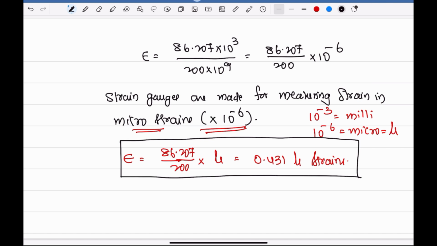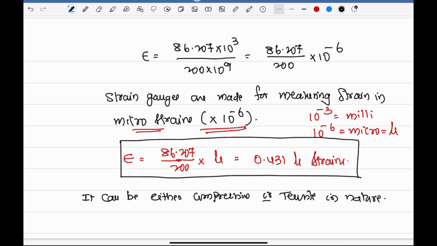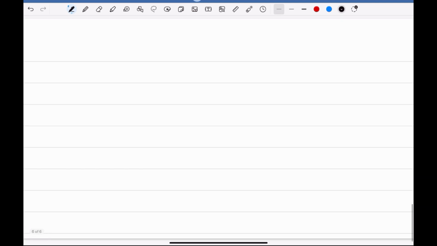And if it is on top, it can be either compressive or tensile in nature, depending upon the geometry given, depending upon the forces applied. The strain diagram will be like this.